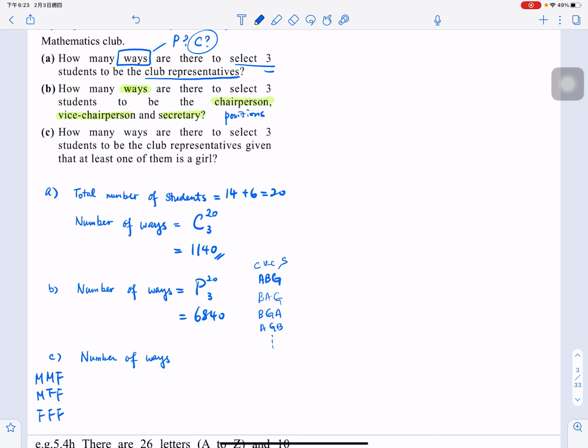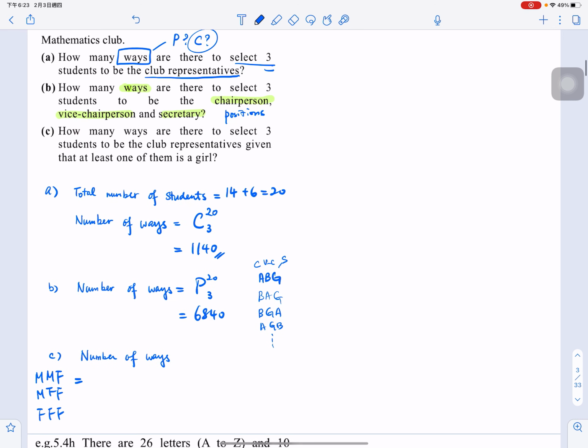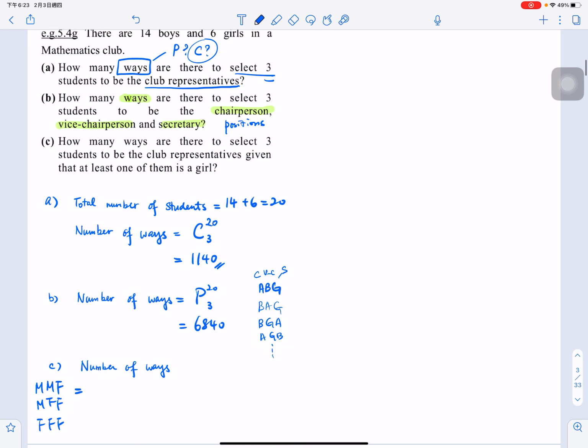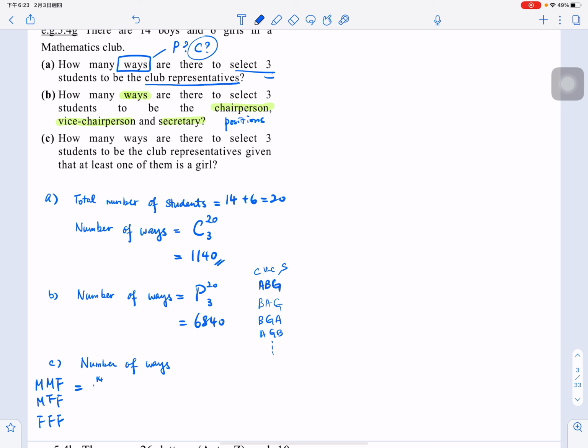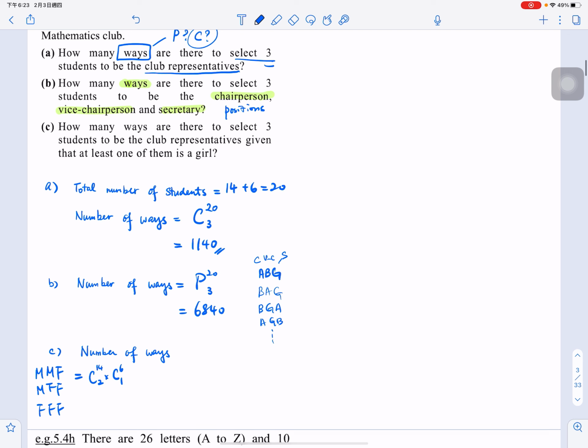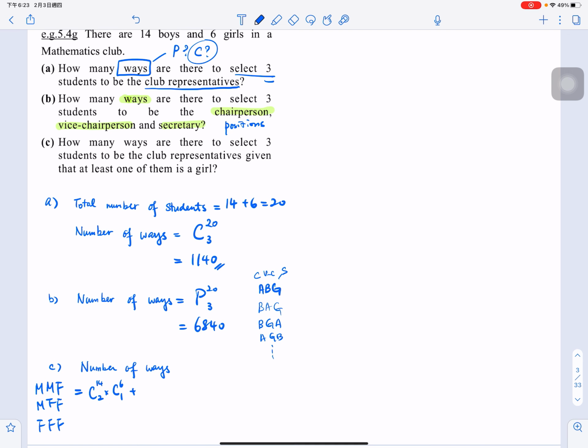Just like the above, right? If MMF, that means 14 boys, you need to choose 2, and then 6 girls, you choose 1. Or 14 boys, you choose 1, and then 6 girls, you choose 2. Or the last one, 6 girls, you choose 3, all of them. That means 3 of them are girls. And you see that this one is 776.